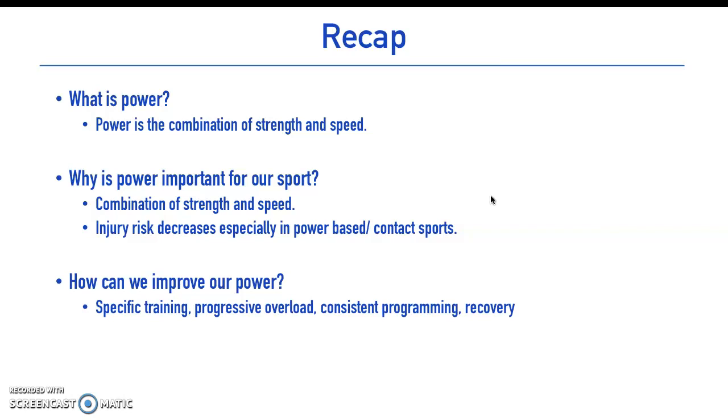Then we looked at how we can improve our power. We have to look at our specific training, we have to make it more difficult, and we have to consistently program the correct part of that training, and then very importantly, we've got to recover.